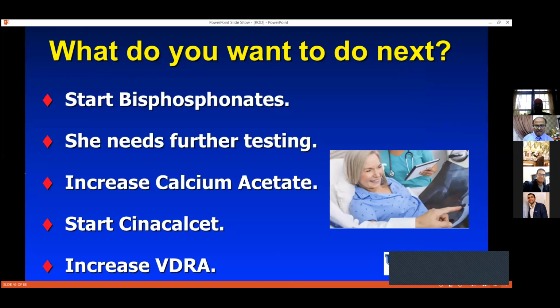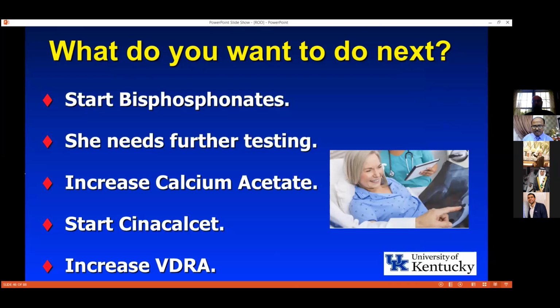If it appears to be a dynamic bone disease, I think it might explain. If she has a dynamic bone disease by bone biopsy, how would this change your treatment decision?